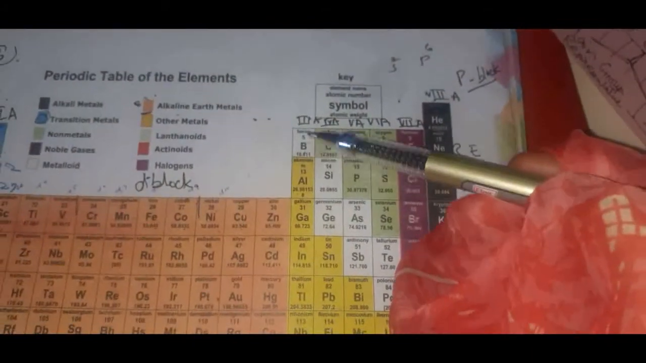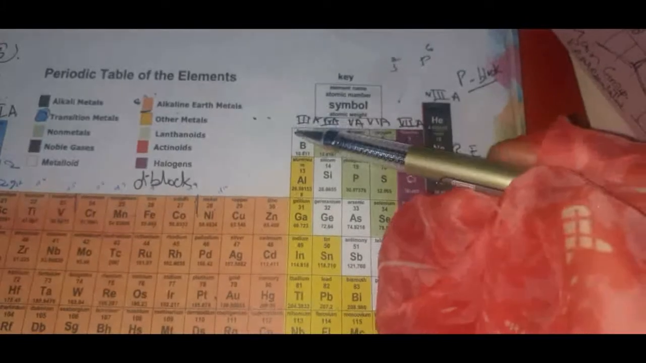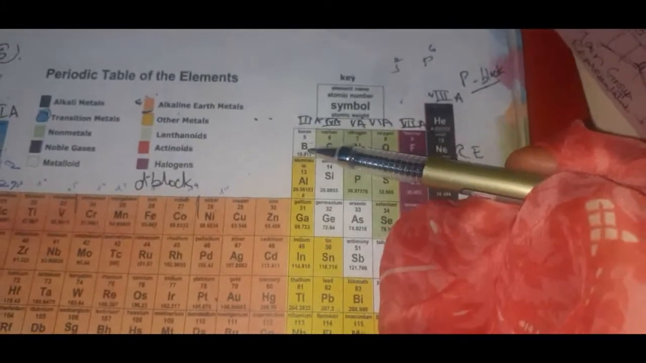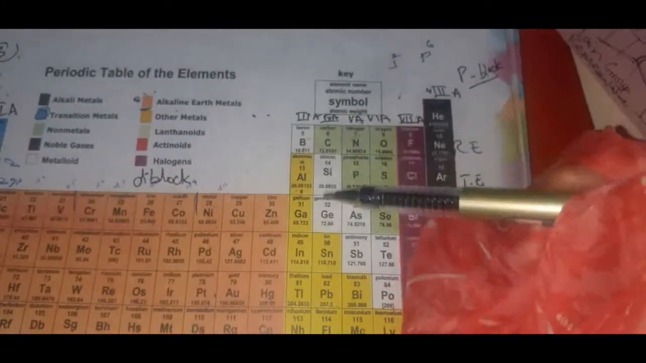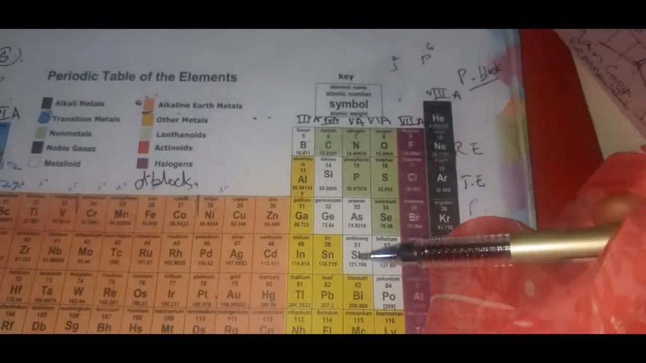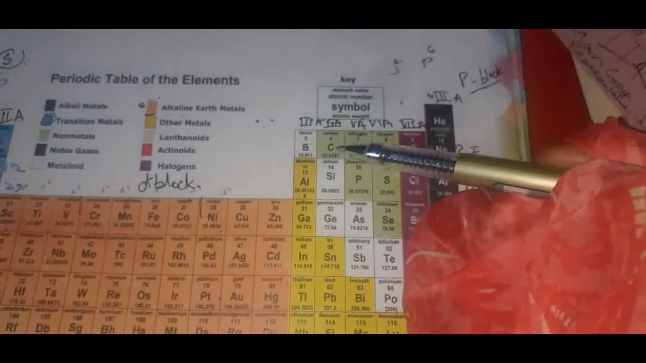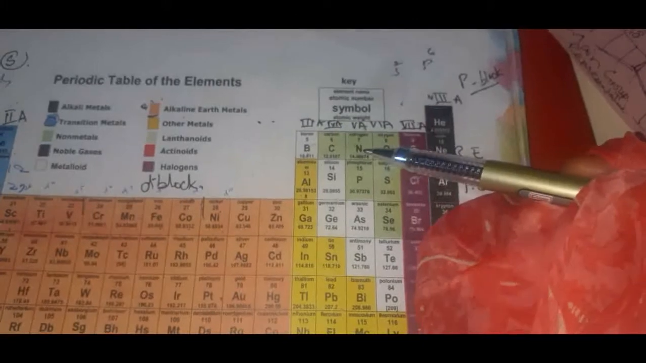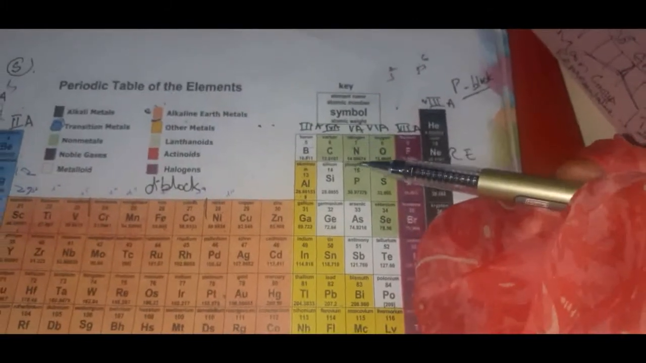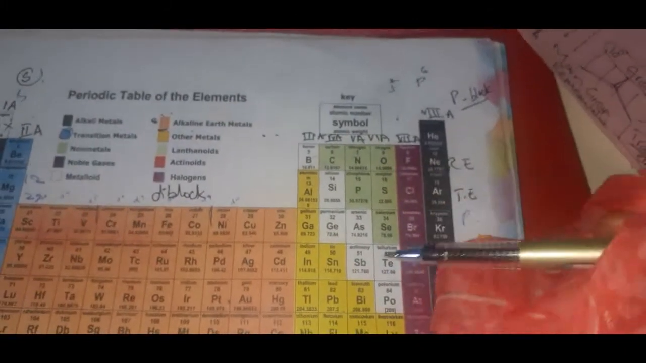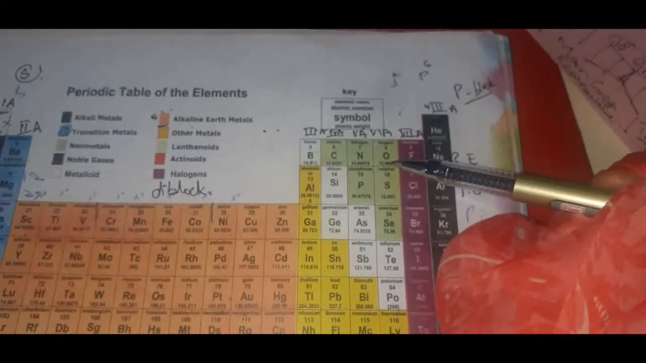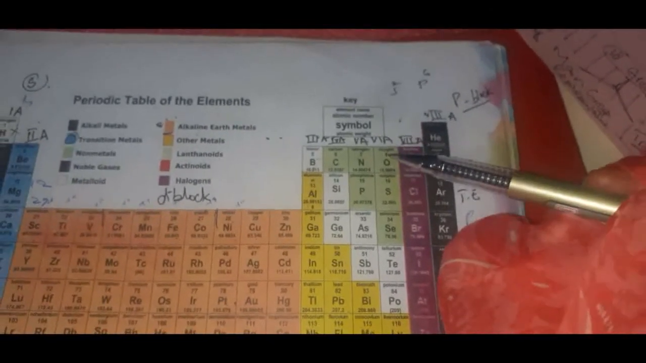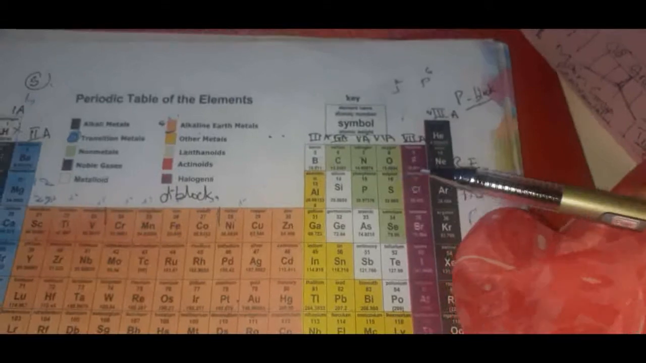Then come over here. This is known as boron family because the first member is boron. Group 4A is called carbon family because its first element is carbon. Group 5A is called nitrogen family because its first element is nitrogen. Group 6A is called oxygen family because its first element is oxygen.